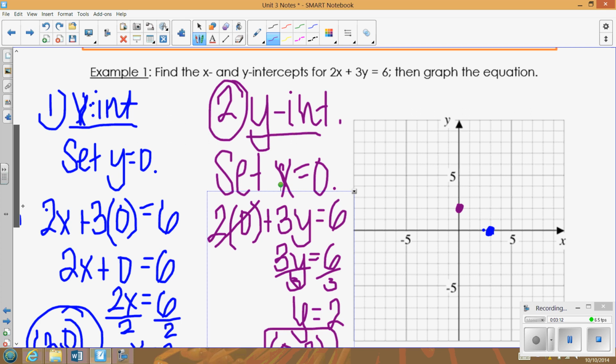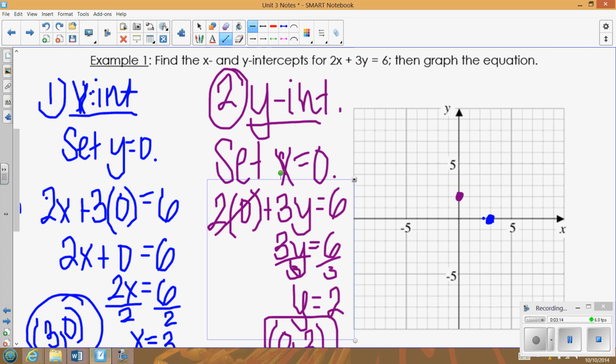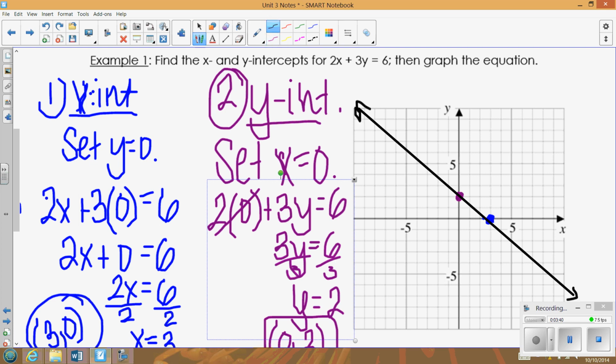So now you can actually graph the equation, because once you have 2 points, you take your straight edge and you draw it through those 2 points. So we then have our graph. And we'll go ahead and put our arrows on here. And we can label it with the equation that was given to us. So 2x plus 3y equals 6.